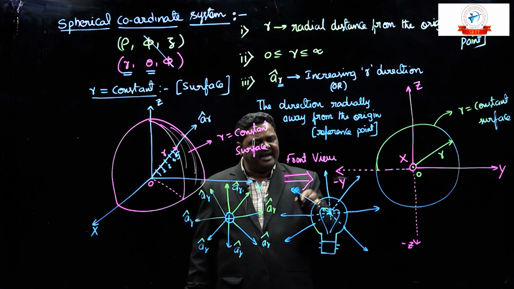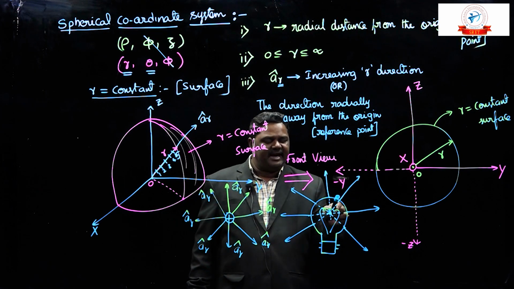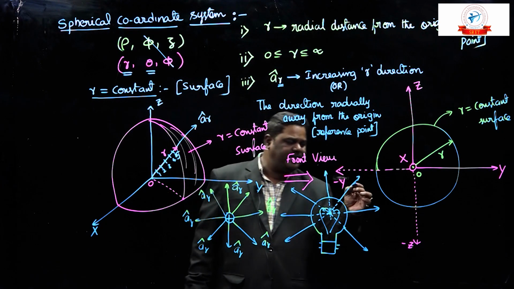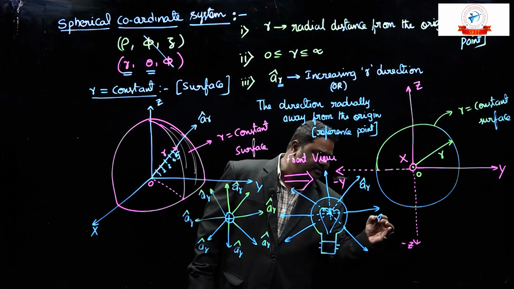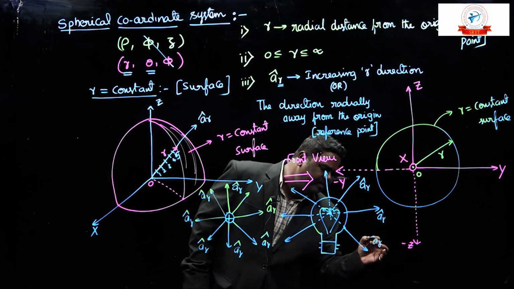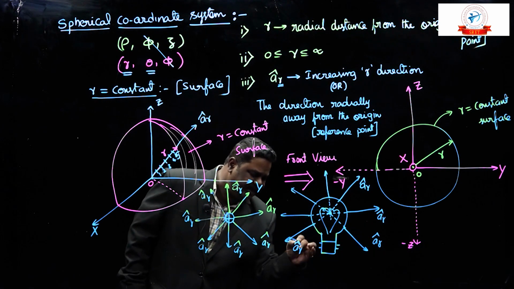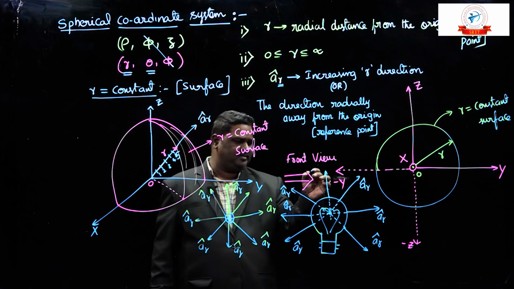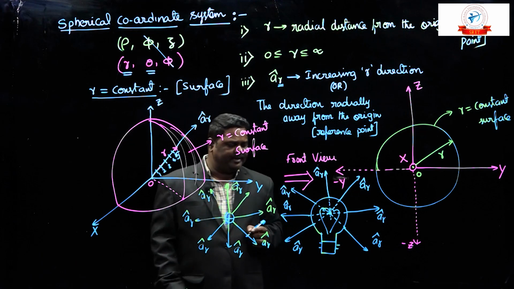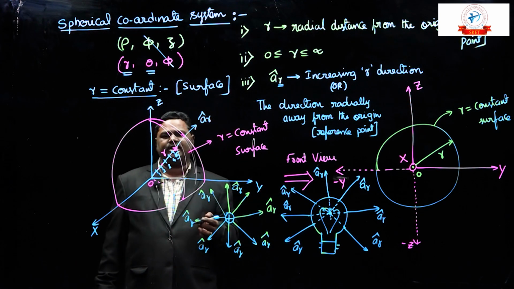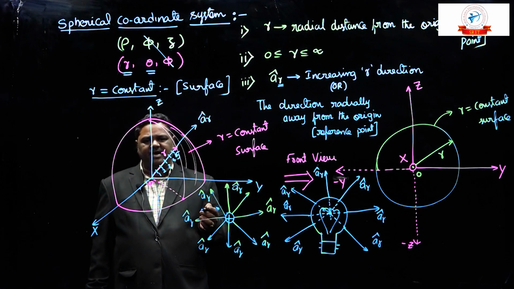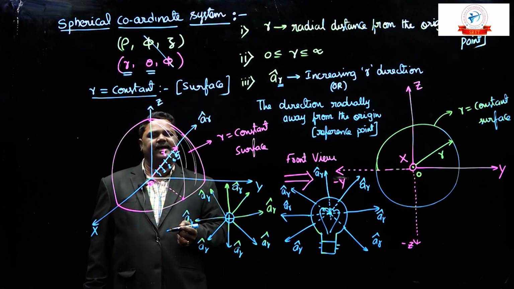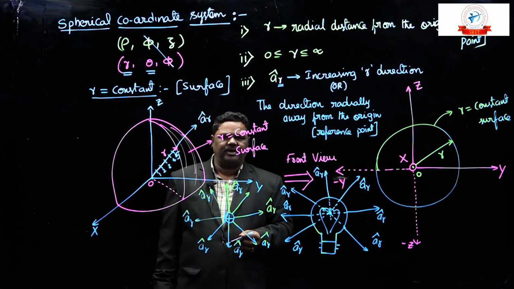So whenever any physical quantity is moving radially away from a reference point, then its direction is nothing but AR cap. So the direction of this light emitted from the bulb is AR cap. Like this, in electromagnetic fields, whenever any physical quantity is moving radially away from a reference point, its direction should be AR cap. So this is about the r coordinate.